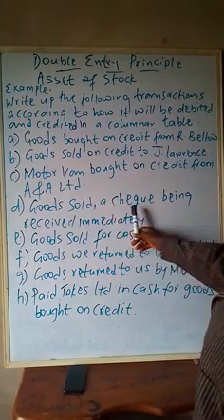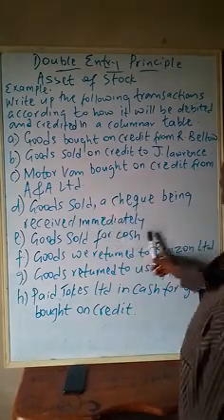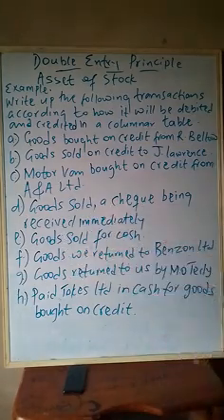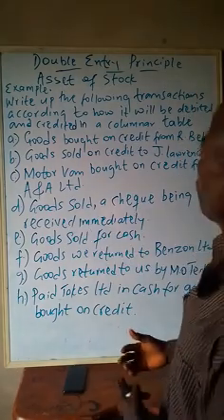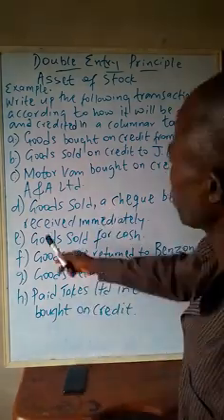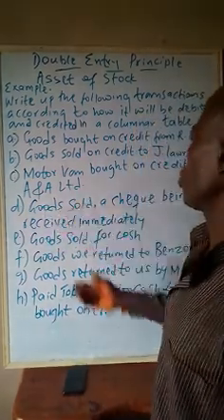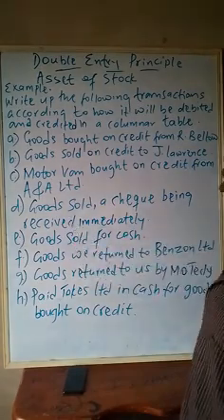D. Goods sold, a check being received immediately. Goods sold, that is, it involves sales account because you say goods sold, a check being received immediately.